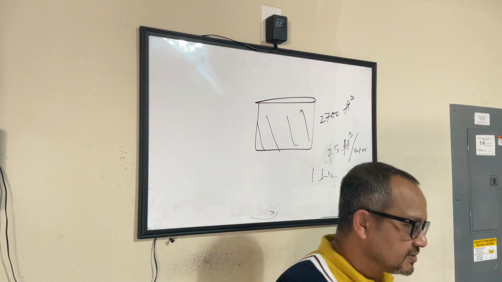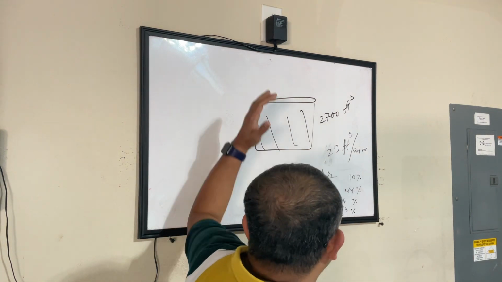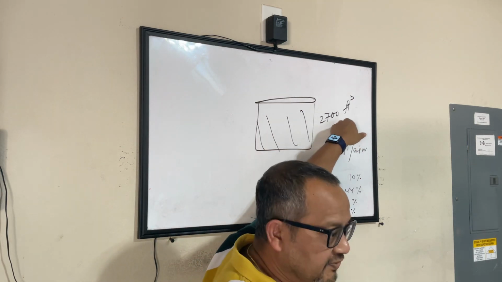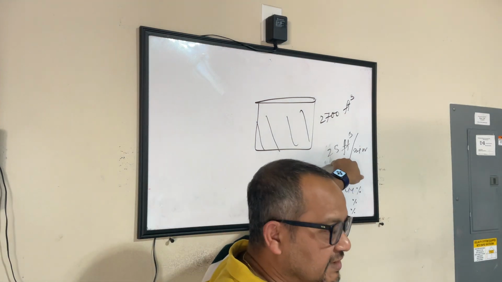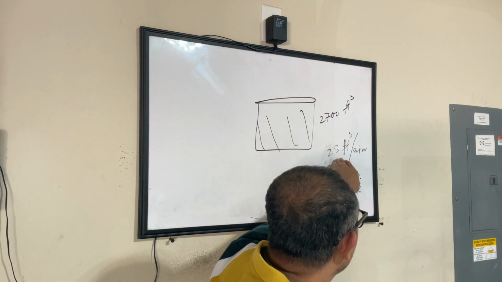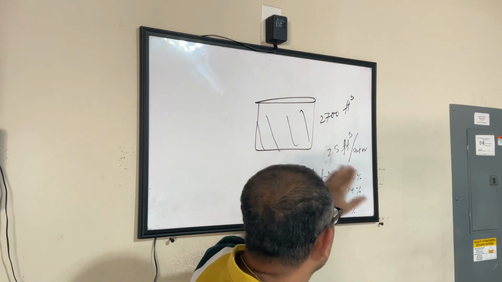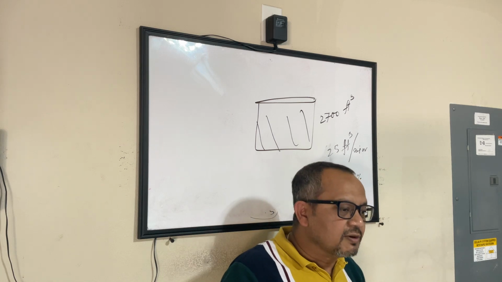The question says, there's a pool with the capacity 2700 cubic feet. A hose can fill the tank with 25 cubic feet per minute. If the hose is kept in the empty pool for 1 hour, what percentage of the pool will be filled in 1 hour?